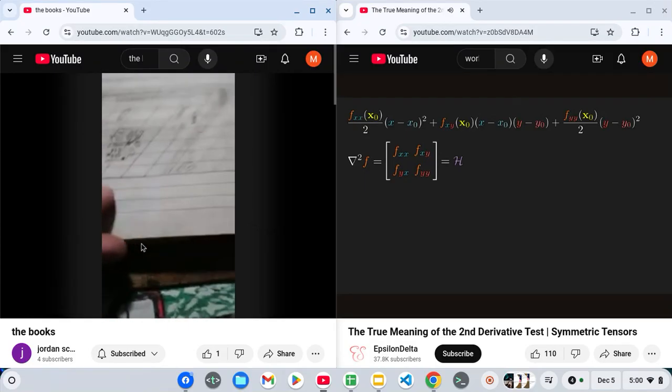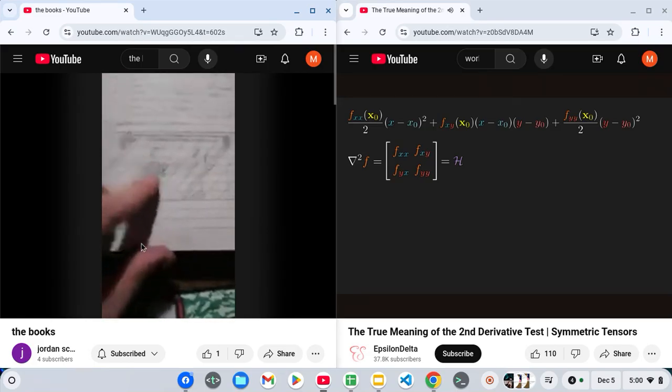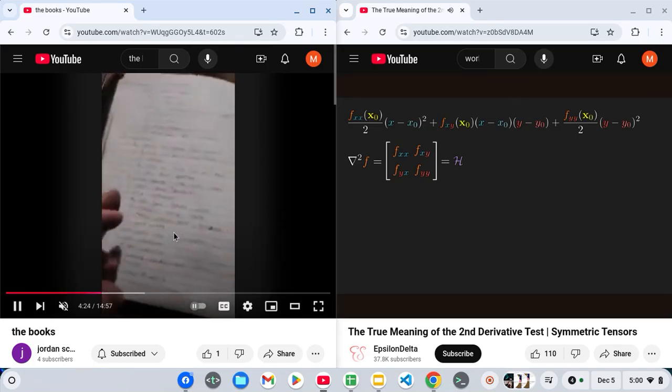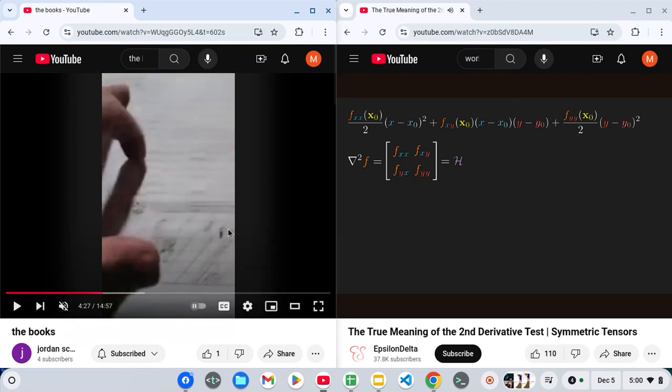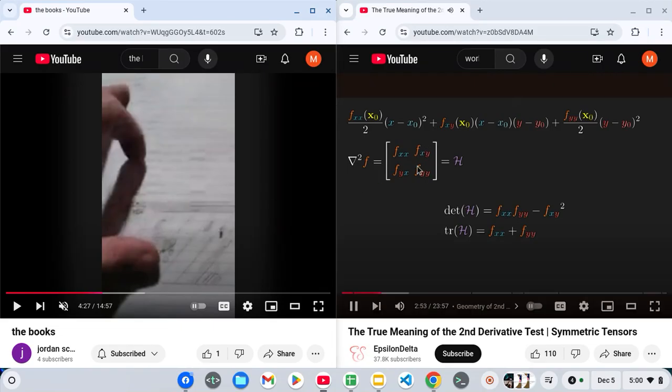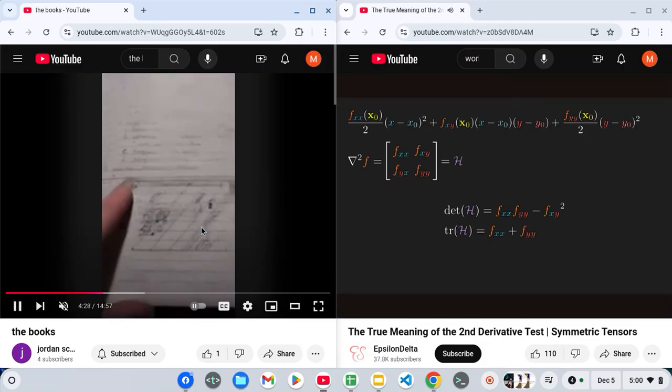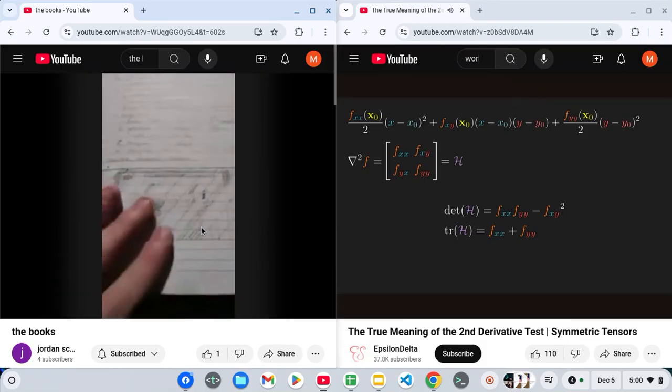The Hessian does indeed provide a complete picture of the function's concavity, but it's quite unintuitive on its own, so we typically extract two important scalar quantities, the determinant and the trace of the matrix. The determinant is precisely the discriminant for the second derivative test. And the trace, if you're not familiar with it, is the sum of the diagonal entries, which in this case is the Laplacian. We will eventually understand what these quantities represent.